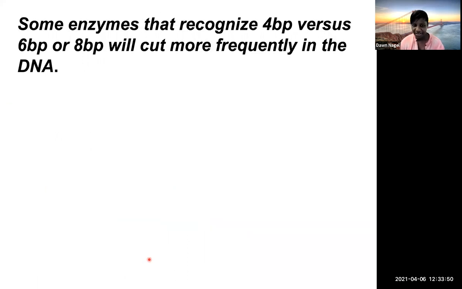The other thing that I wanted to clarify was that, because enzymes can recognize these different lengths, either a 4 base pair sequence, a 6 base pair sequence, or an 8 base pair sequence, you will have different frequencies in terms of how often they cut within the DNA, right? So if you're an enzyme that recognizes a 4 base pair sequence, you will cut more often than if it was a 6 base pair or 8 base pair sequence. Any idea why that might be? You guys want to guess?